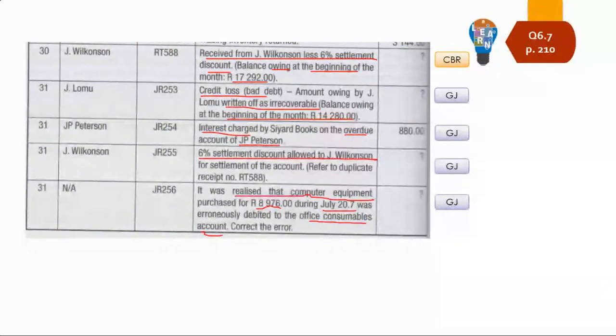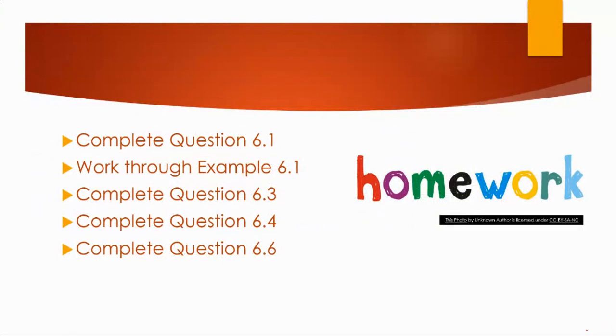Okay, any other questions? Okay, if you don't have any other questions, then for homework, I want you to go complete question 6.1, work through example 6.1 again. That is a very good example to get on top of what's happening in this learning unit. And then do question 6.3, 6.4, and 6.6 for me.